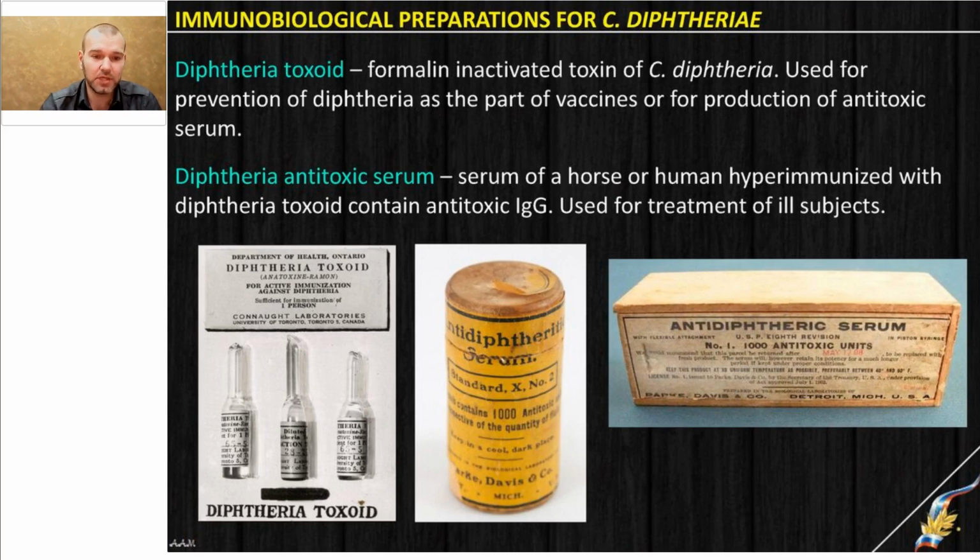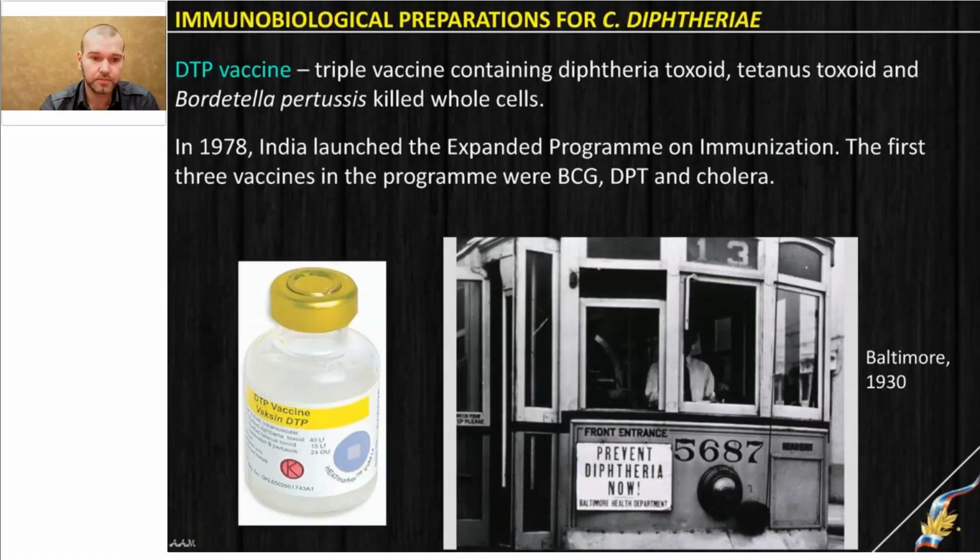Of course, serum contains antibodies. Usually the serum contains antibodies of the G class. And the classic way it is used is for treatment of ill subjects. It will provide passive antitoxic immunity, and you need to give that serum if the subject is confirmed with diphtheria and you're not sure if immunity is present or not, when the history of vaccination is not known.